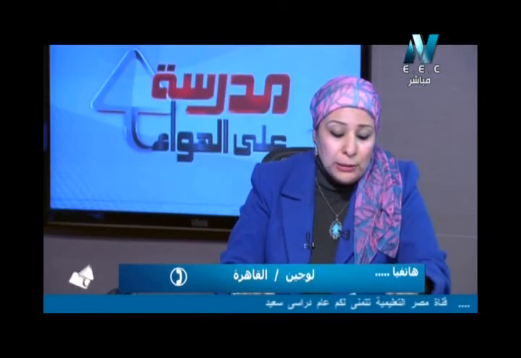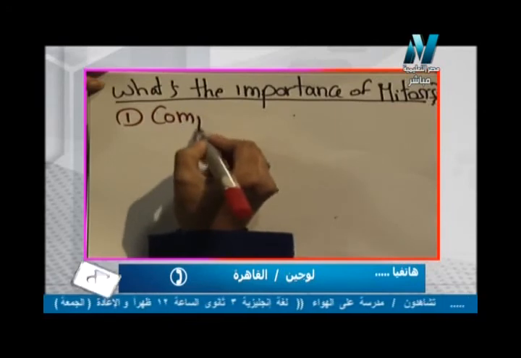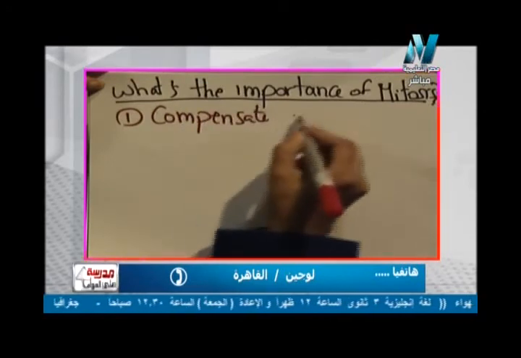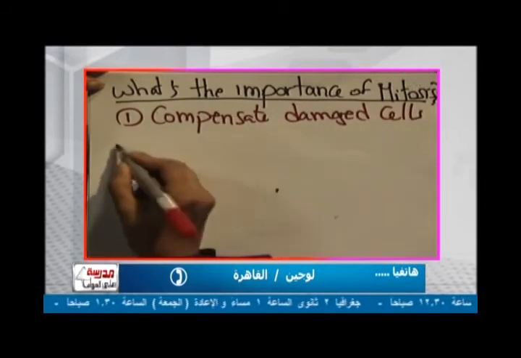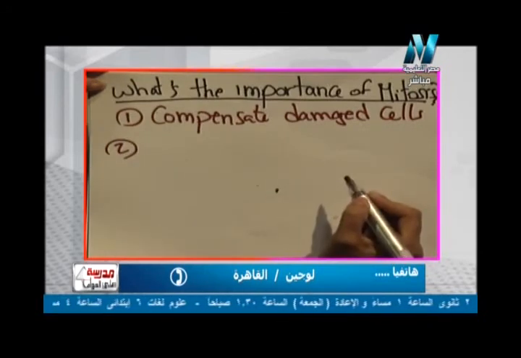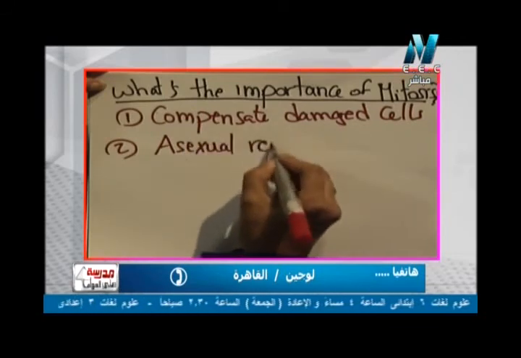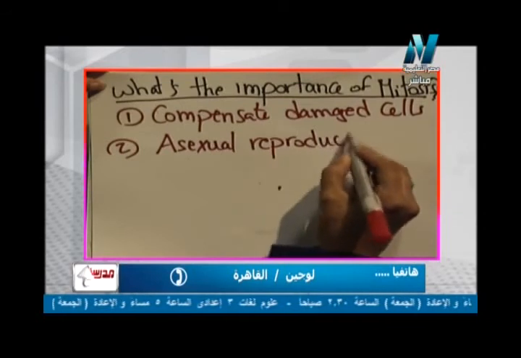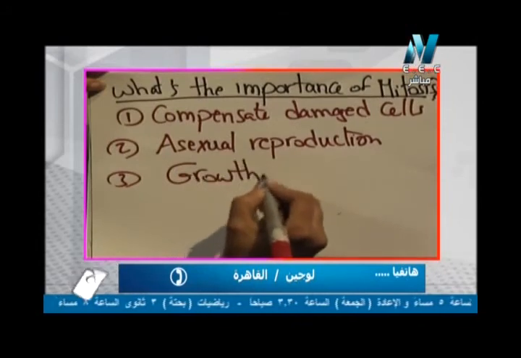Okay, Lojain, thank you. Can you answer? Go ahead. Yes, I want to answer the question. What's the importance of mitosis? Compensating the damaged cells. So number 1, compensate damaged cells. Excellent. Number 2, asexual reproduction. Number 3, growth. Excellent.